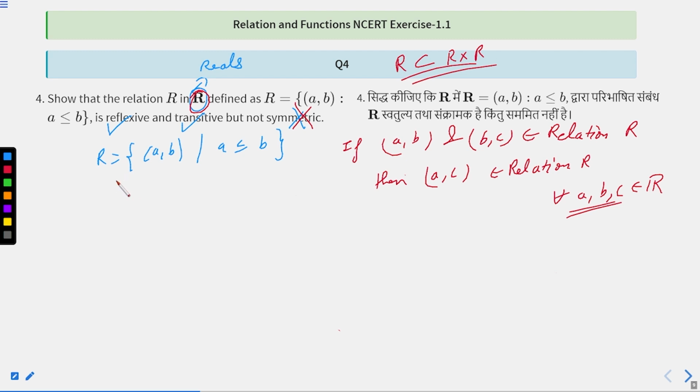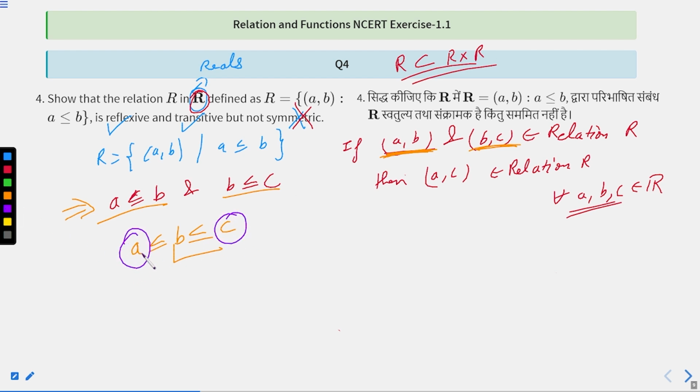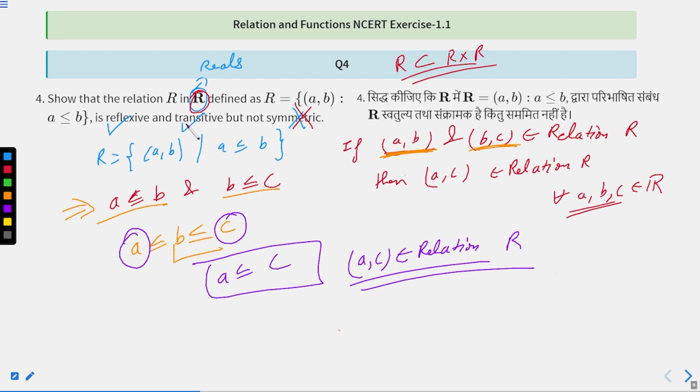So AB belongs to R. This means A is less than or equal to B. As well as BC belongs to R, as we already assume that AB and BC belong to R. So this means that A is less than or equal to B and B is less than or equal to C. From these two inequalities, you can easily see that A is less than or equal to C. So A comma C pair belongs to the relation R. Yes, so it is transitive. I hope this is very clear to you.